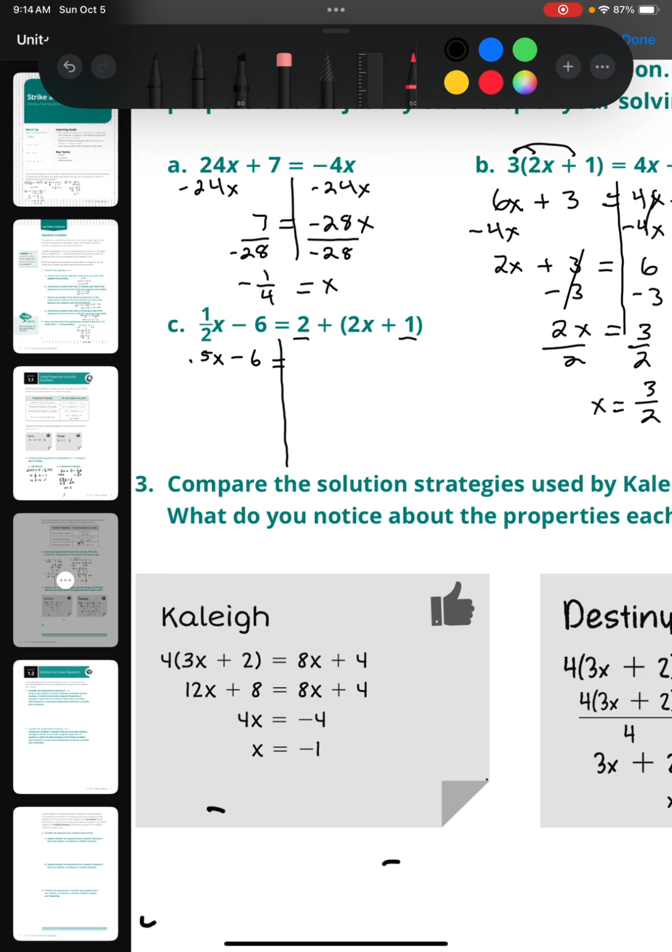2 plus 1. Or you could say you're using the distributive property of distributing a 1 here, but that doesn't change it either. So 2 plus 1 gives me 3. So now I'm going to move all my variables to one side. So I'm going to subtract 2x on both sides using the subtraction property. So 0.5 minus 2x is negative 1.5x.